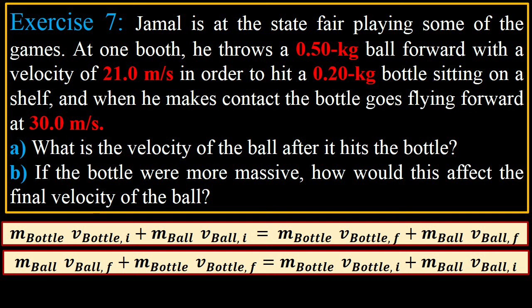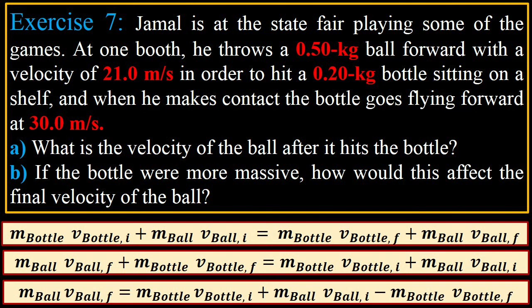You don't have to do that, but I'm just simply going to isolate the variable V bottle F, the second term from the left. I'm going to now subtract the final momentum of the bottle from the right. You see how I did that? And now I'm going to divide through by mass, and that will allow me to solve for V ball F, the final velocity of the ball.